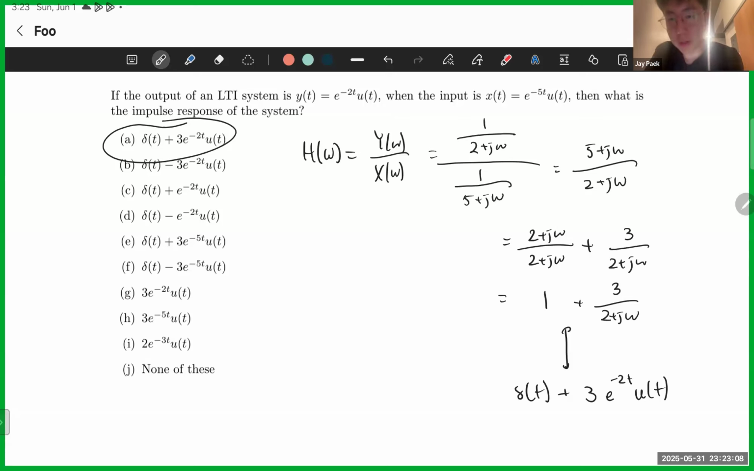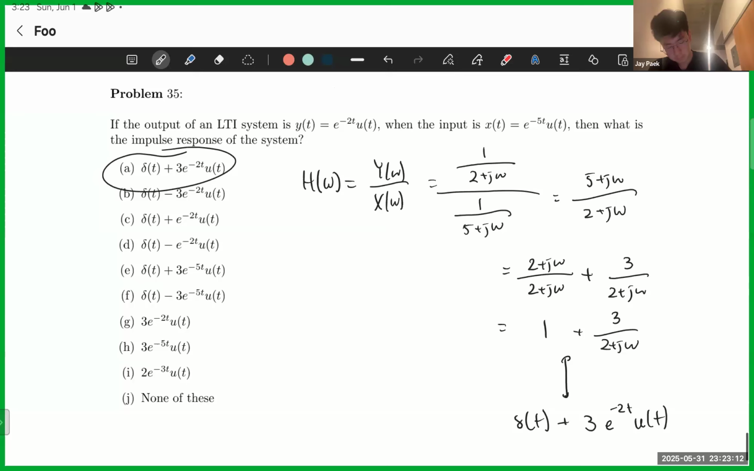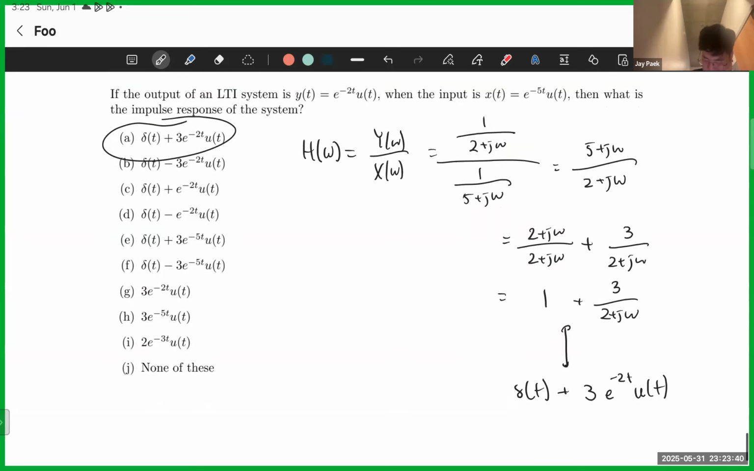Questions? Would it be better to convert S domain to this one, or is that not allowed? You can. Yeah, I believe you can. Or can you? Actually, let's try that. Let's try doing an S domain.